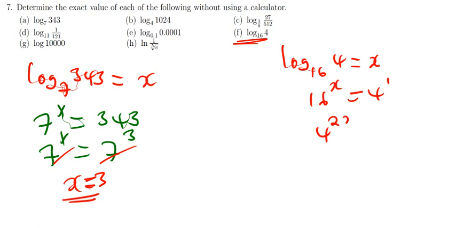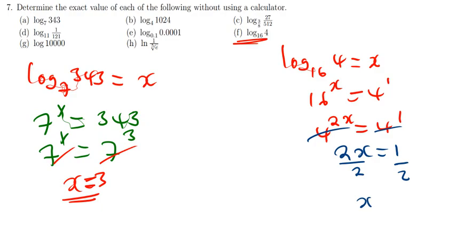Then I've got 4 to the power 2x is equal to 4 to the power 1. 4 and 4 can cancel the base, so you equate the powers. 2x will be equal to 1. Divide both sides by 2. x will be equal to half. So the exact value of log base 16 of 4 is half.